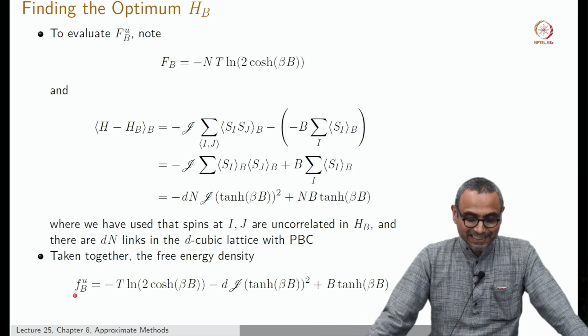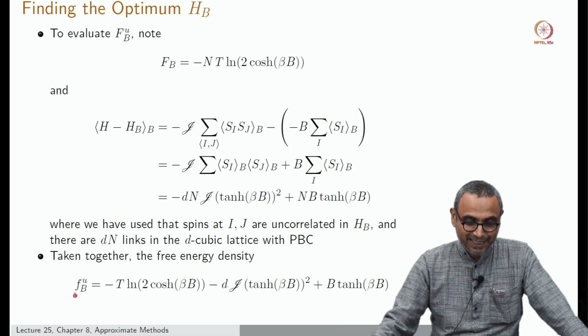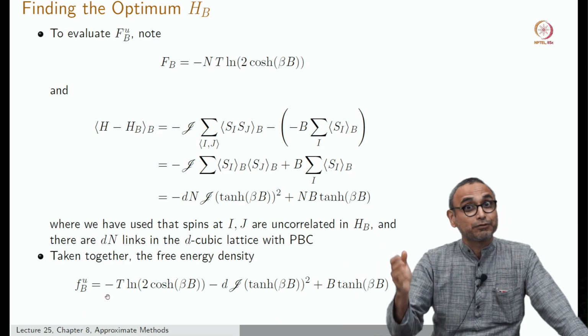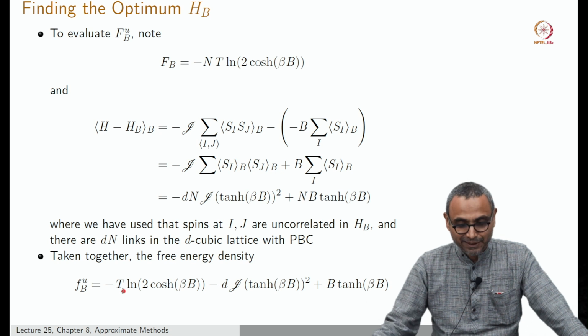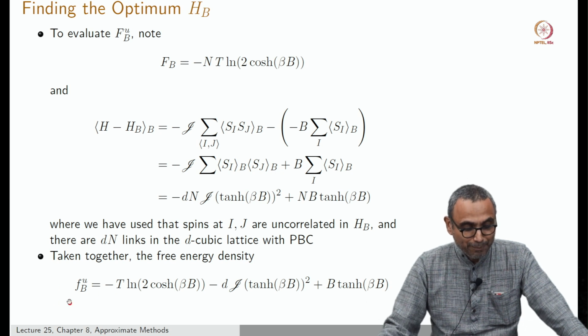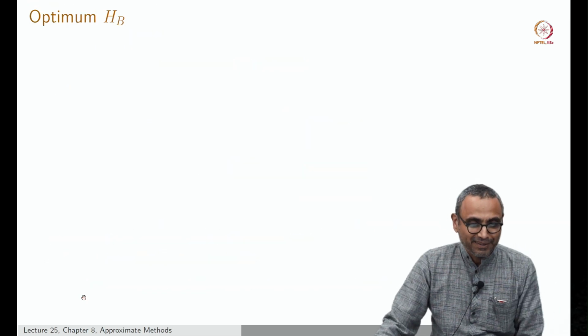So now we can ask the important question: what B should I choose to model my system if my J and T are given? J is the exchange coupling of the original Ising model in d dimensions that we want to model and study, and T is the temperature. So what do I have to do? I have to minimize this quantity with respect to B. So we have to find the optimum B.